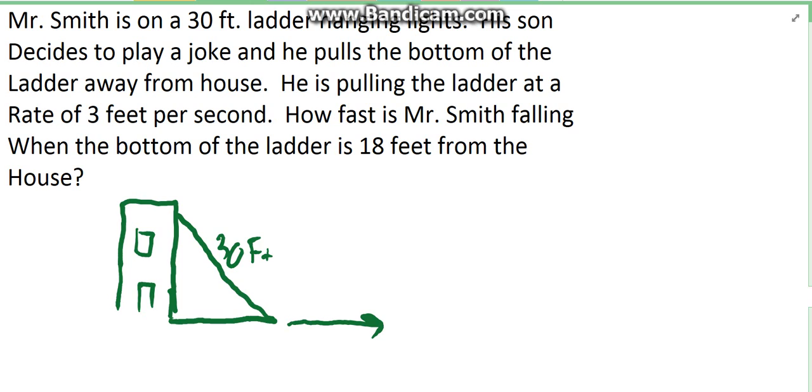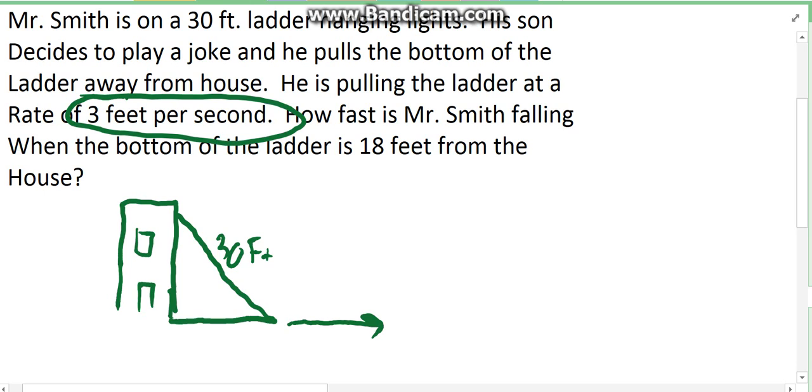So, let's check this out. I'm telling you that he is pulling it at a constant rate of 3 feet per second, which I just happen to know. The question I'm asking you is, how fast am I falling down the side of the house?